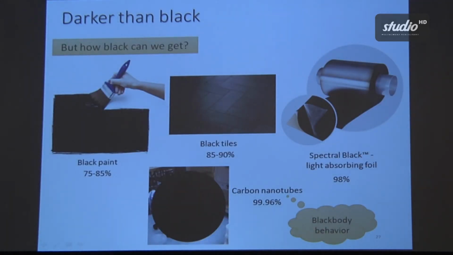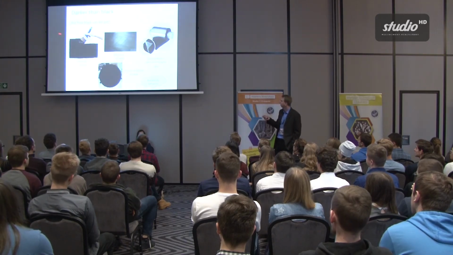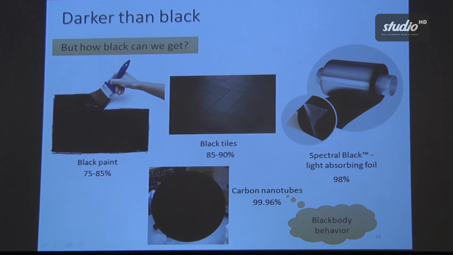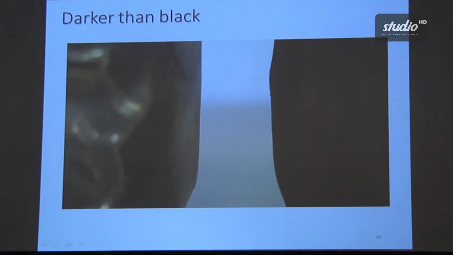And based on that, we go to the other thing. So we have the black paint. Well, we don't have it here, maybe this. So it's about absorbing 75–85% of the light. Black tiles a bit more. There's some special black coating for the absorbing foil. It's 98%. But carbon nanotubes already reach 99.96%. And it's the so-called black body behavior, which is basically the theoretical material that absorbs all the light and doesn't emit anything. And I will show you in this video what it means.